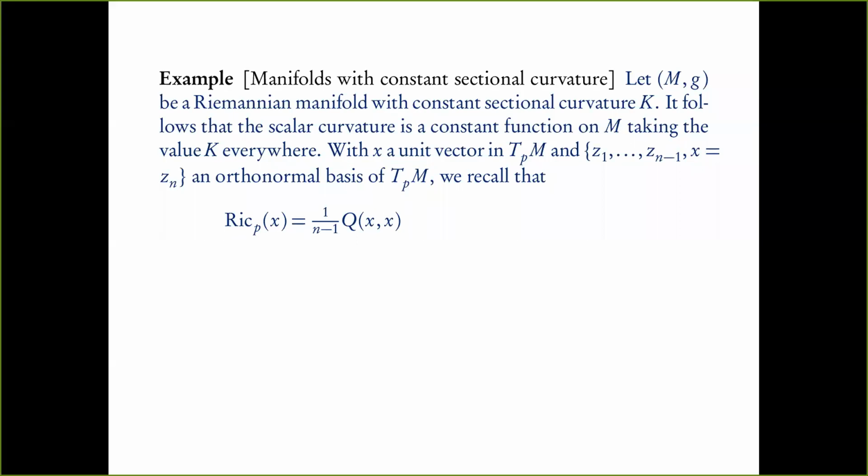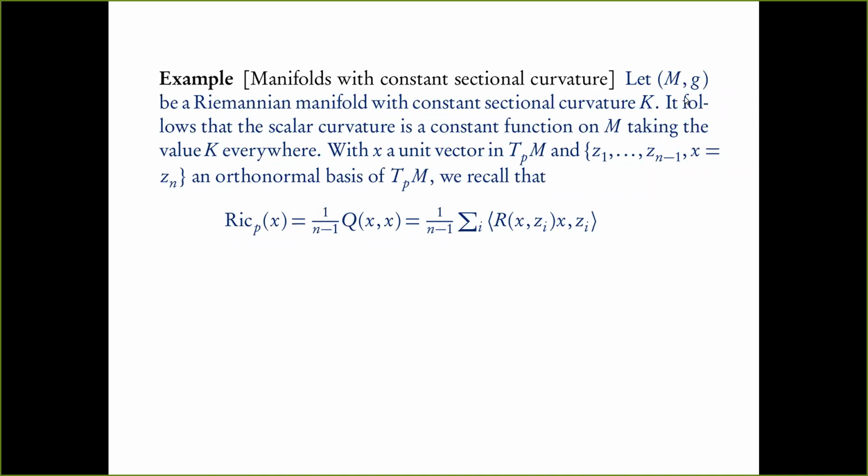What is the Ricci curvature in the direction x at the point P? It is simply 1 over n minus 1 of q(x,x). What is q(x,x)? Recall that this is nothing but the sum over the sectional curvatures of the plane spanned by x and z_i.